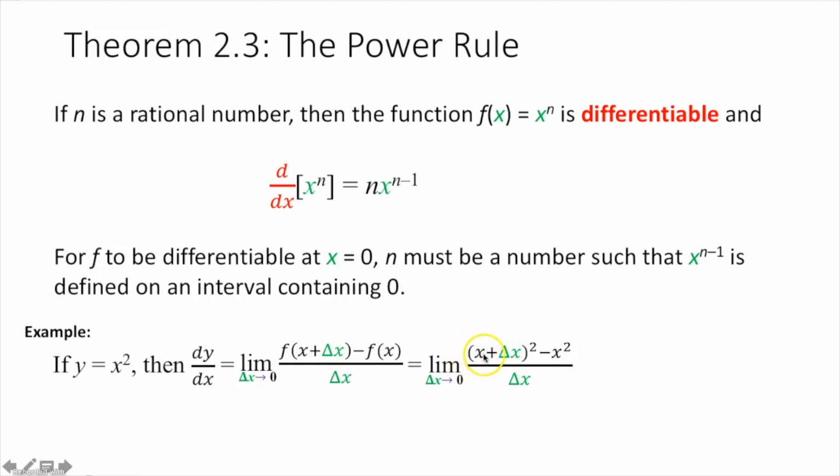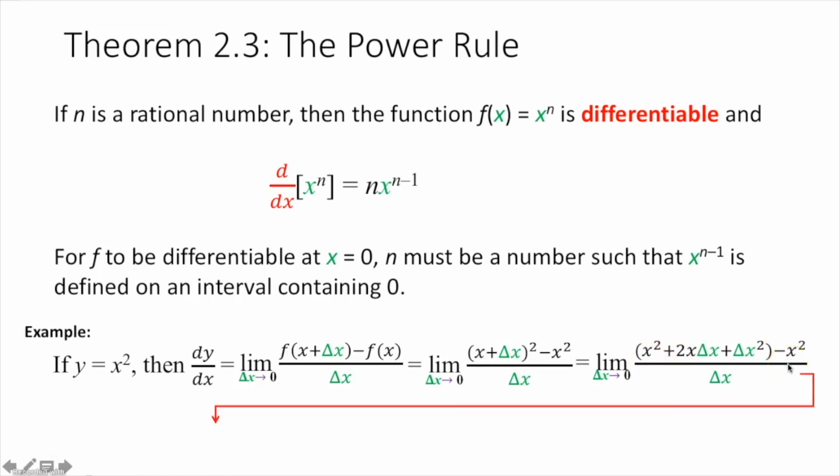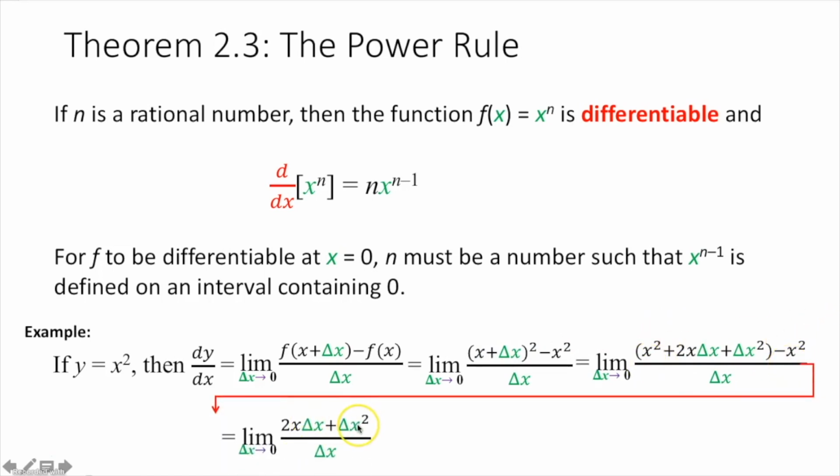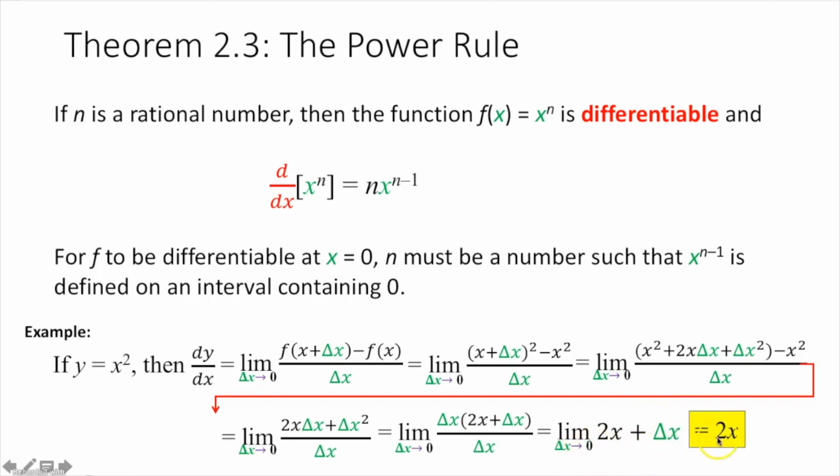So that's the same as x plus delta x times x plus delta x. So when I FOIL that, it looks something like this. I combine like terms, so x squared cancels out with this negative x squared over here. And then in the numerator, I can factor out a delta x, which cancels out with the delta x in the denominator. I can then evaluate this limit by plugging in 0 for delta x, and I get 2x, which is exactly what we thought it would be using the power rule.